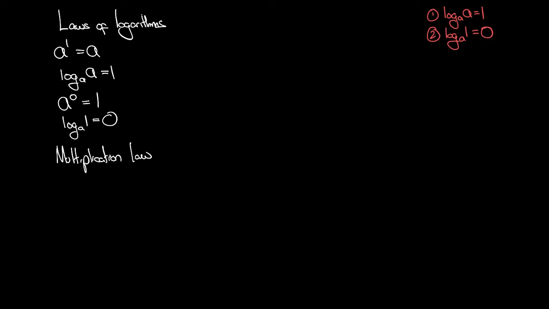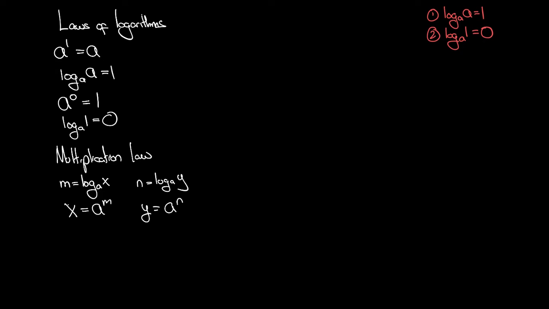The multiplication law here states that if we let m equal the log base a of x, and we let n equal the log base a of y, we know to convert this first one into our exponential function, that's going to be the same thing as x equaling a to the power of m. And y is going to be equal to a to the power of n.